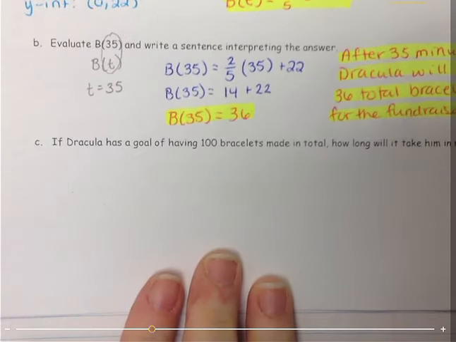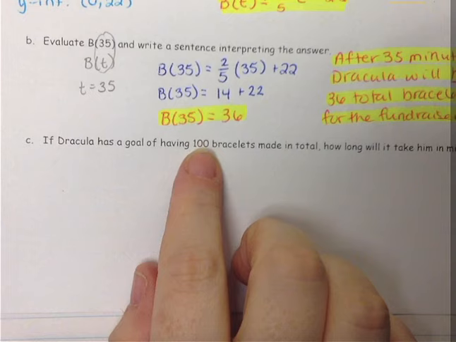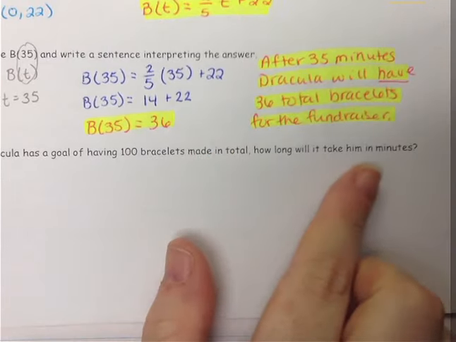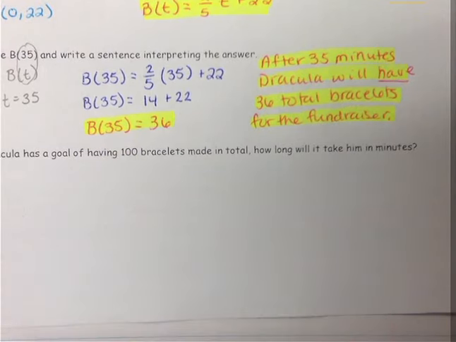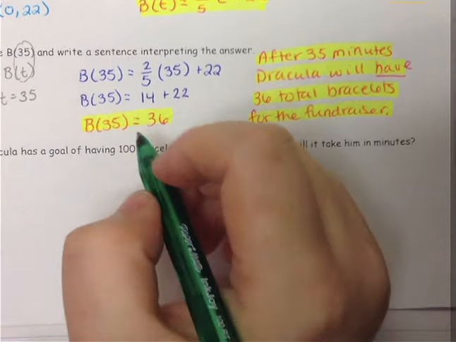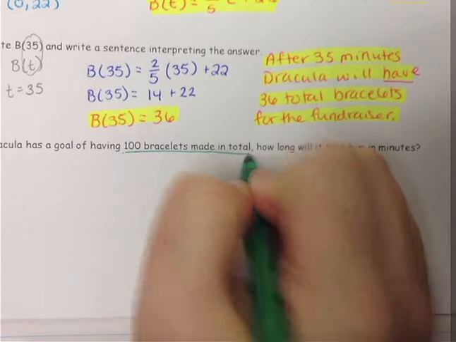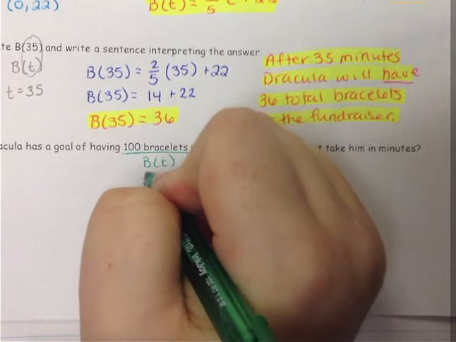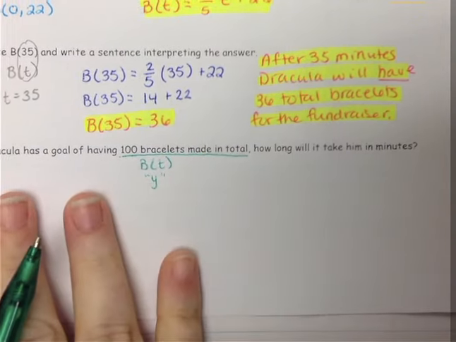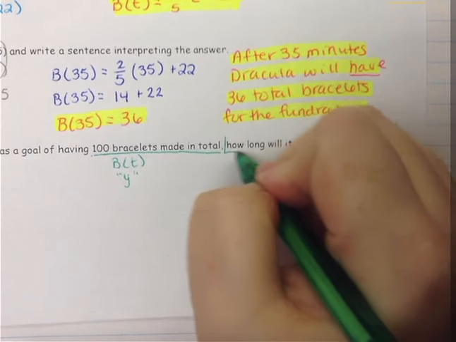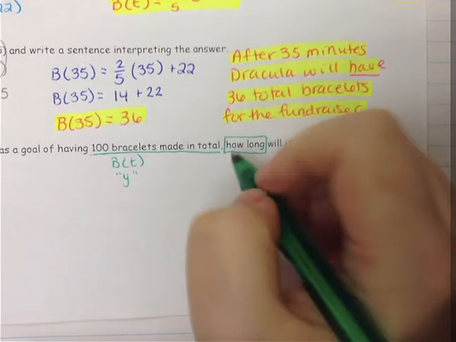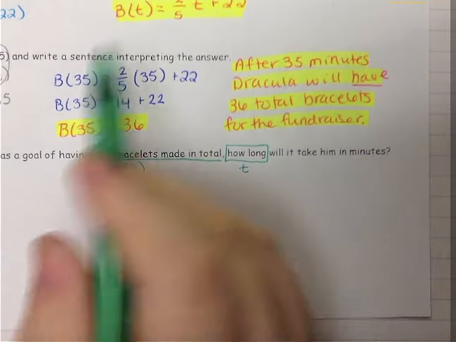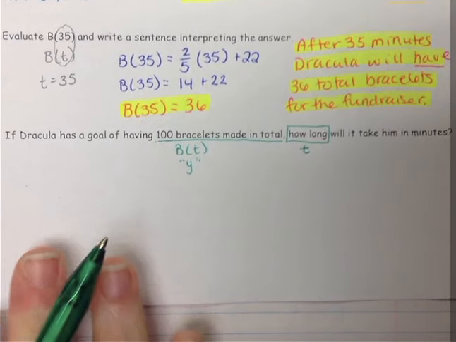Now on this last one, it says if Dracula has a goal of having 100 bracelets, so we want 100 bracelets made in total, how long will it take him in minutes? So he wants 100 bracelets in total. The bracelets, again, is represented by our B of T, which is our Y value. The question is asking how long. How long represents our time, so we know that that's our T. Will it take him in minutes? And it's still in minutes. Everything is in minutes on this problem, so we don't have to convert, which is nice.